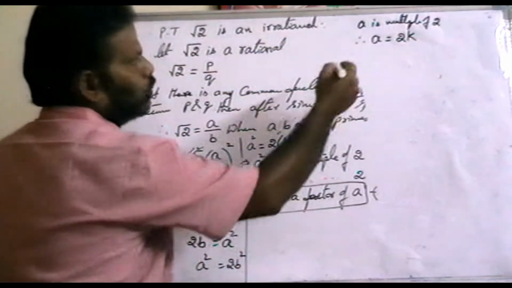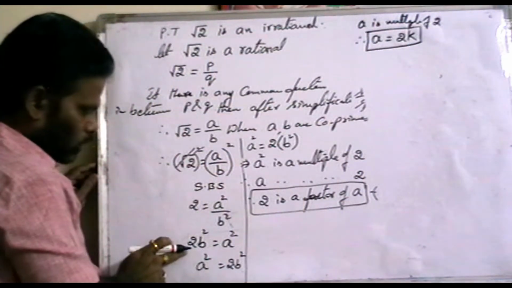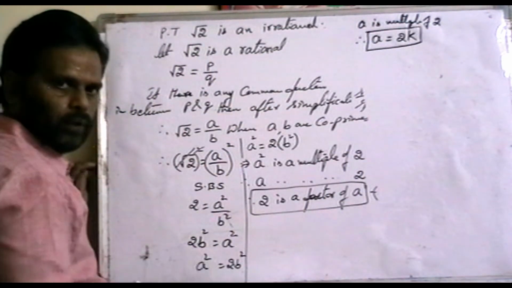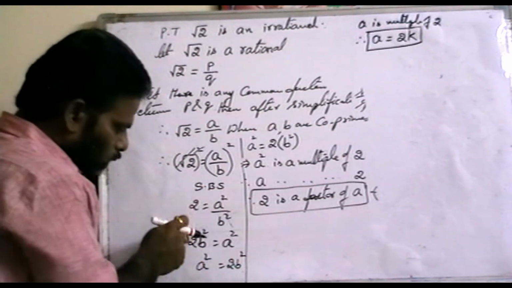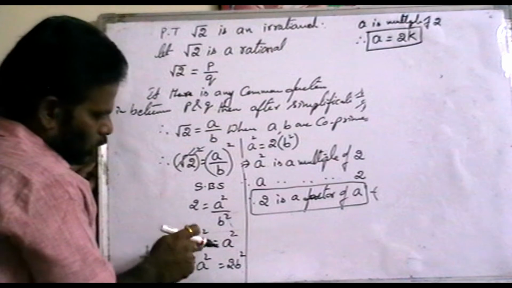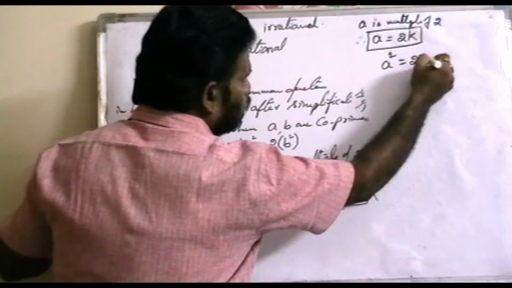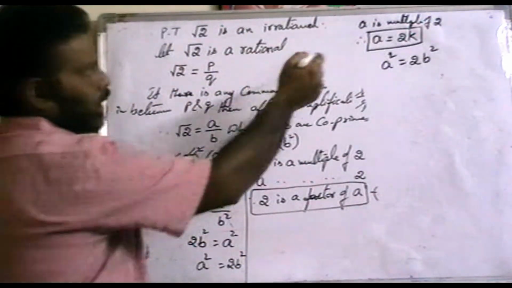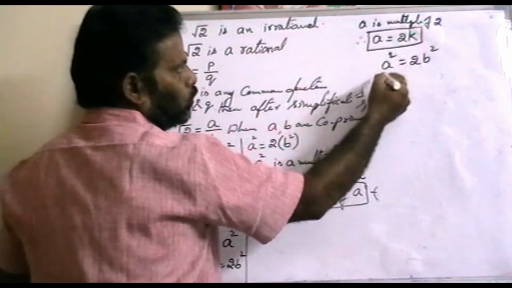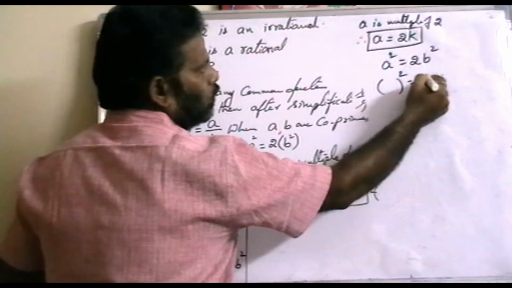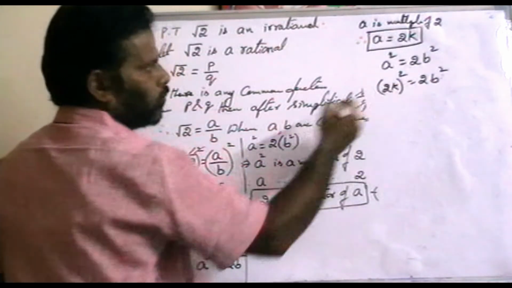If a is equal to 2k, substitute this a value here. Here already we know that a square is equal to 2b square, right? Now in this part, write that a square is equal to 2b square. In this, in place of a, substitute 2k. Why? Because a is a multiple of 2. So a square is equal to 2b square, where a is equal to 2k.